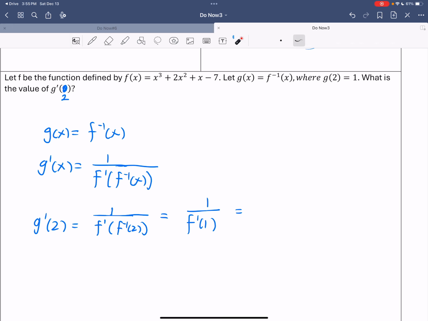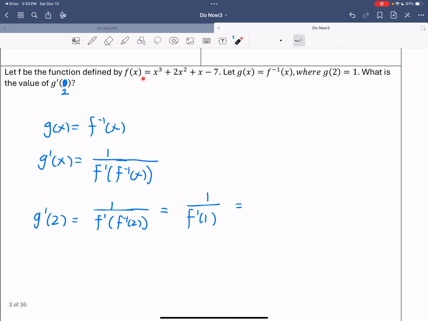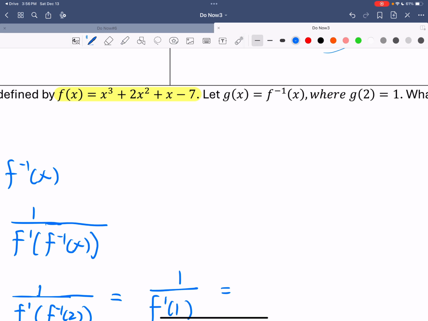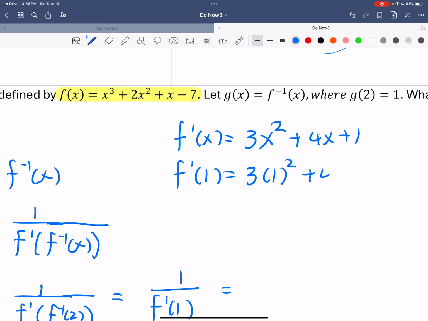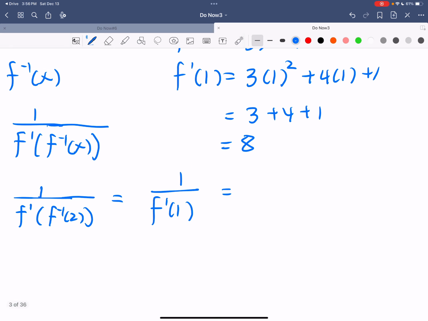We have a problem. The plug-in is 1. It's not going to be here because this is f of x, not f prime. We don't see f prime here, but can we find it? Yeah. The only thing we have to do is take a derivative of this, which gives you 3x squared plus 4x plus 1. And if you plug in 1, it's going to be 3 times 1 squared plus 4 times 1 plus 1. You're going to get 3 plus 4 plus 1, which is 8. So your answer is going to be 1 over 8.